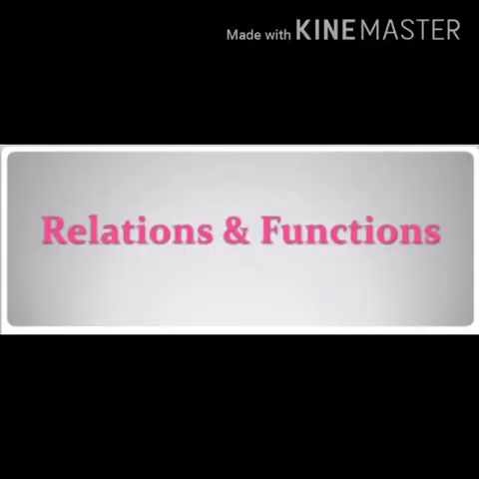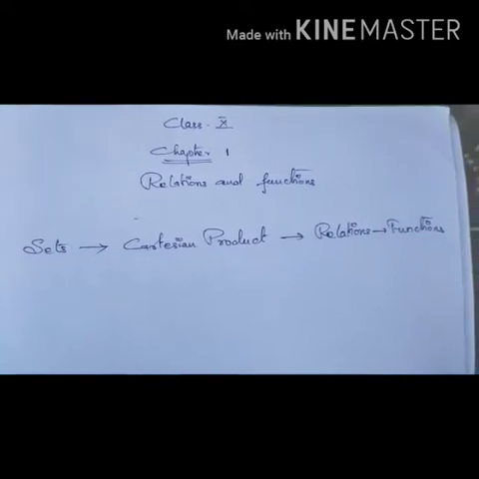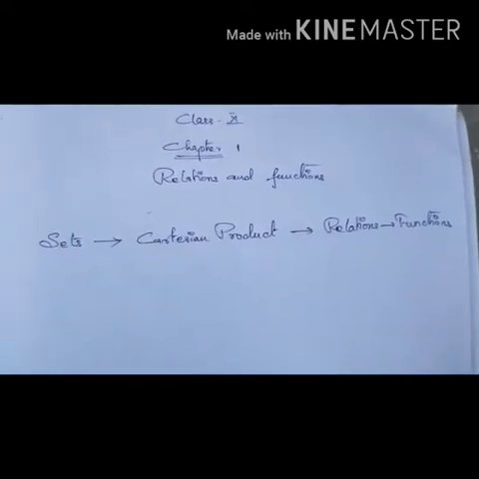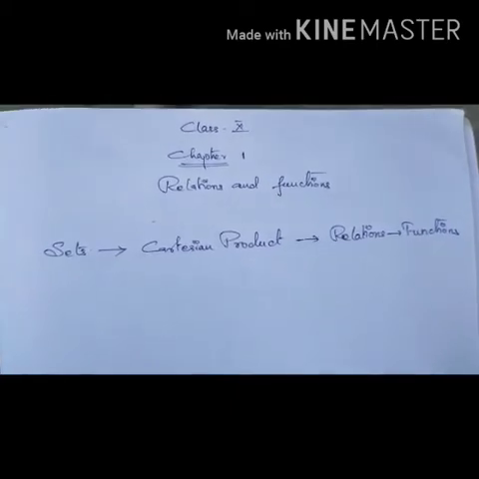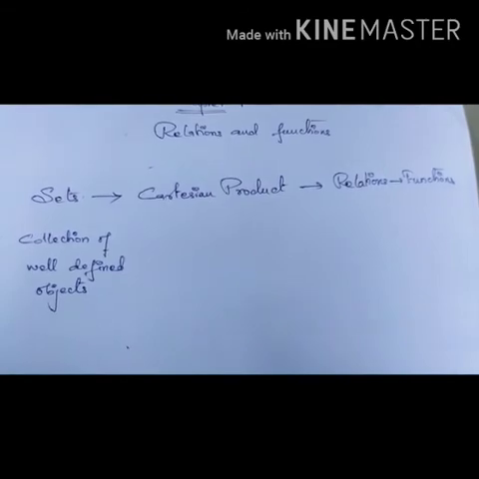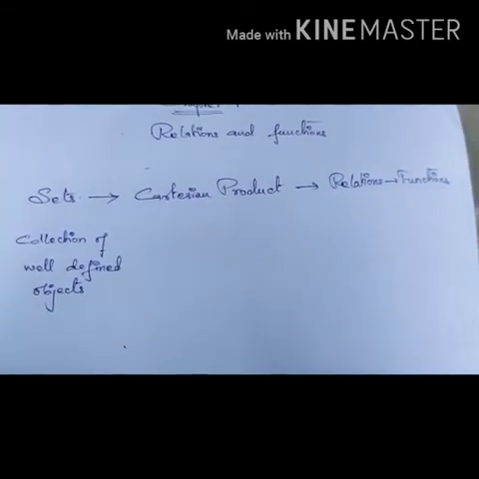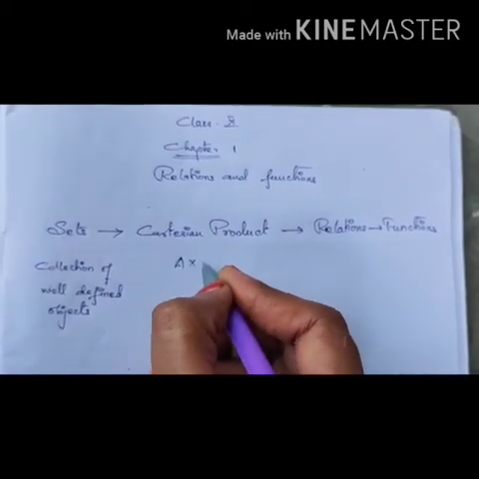Hi students, today we are going to see about the first chapter, relations and functions. Before relation and function, in this we are going to see about set, Cartesian product, and then relation and then function. So set is the basic which we have already seen. It is a collection of well-defined objects. Then Cartesian product is nothing but the product between two sets.